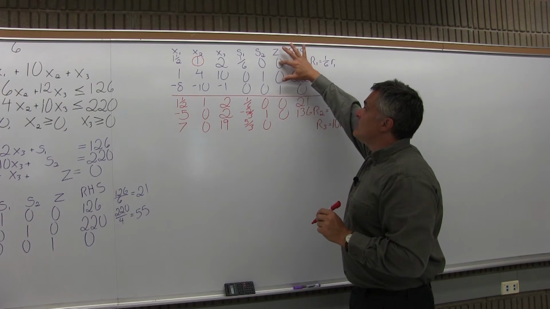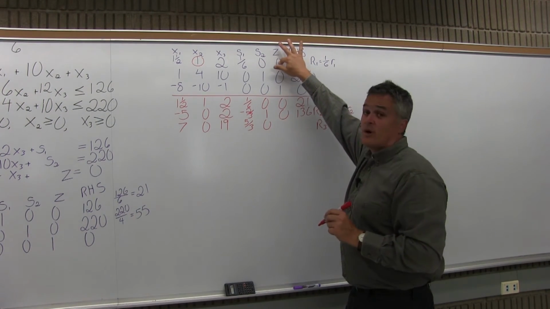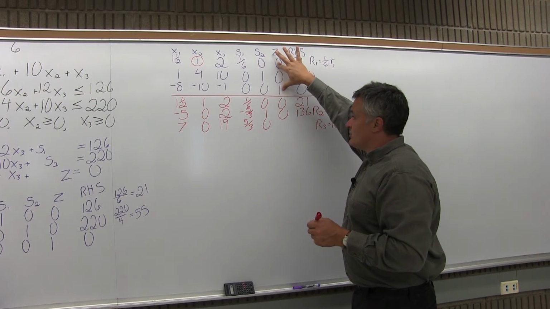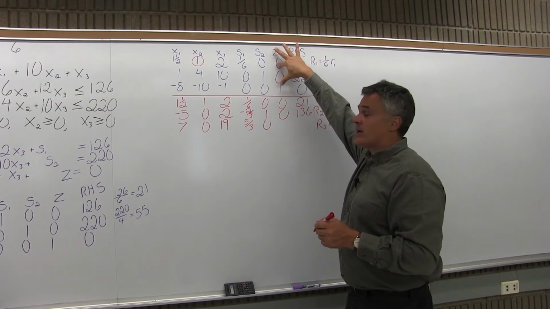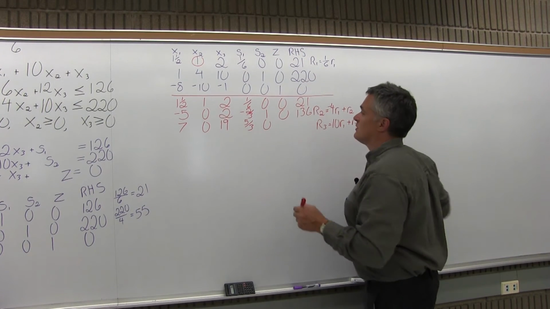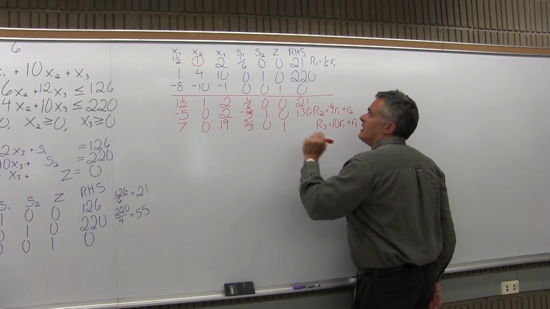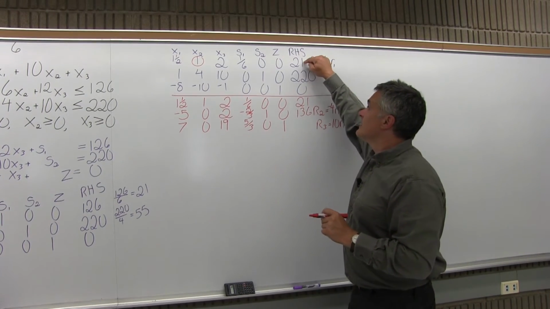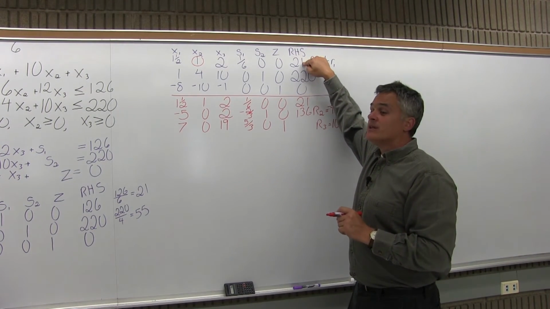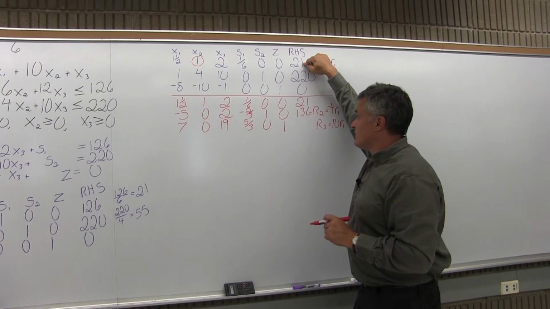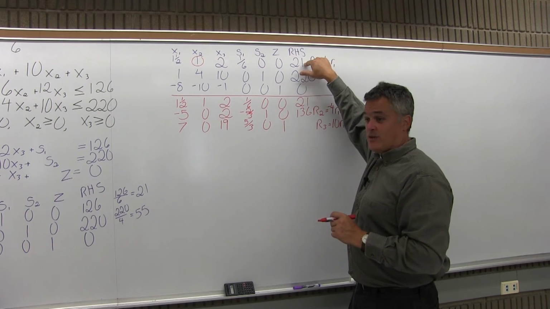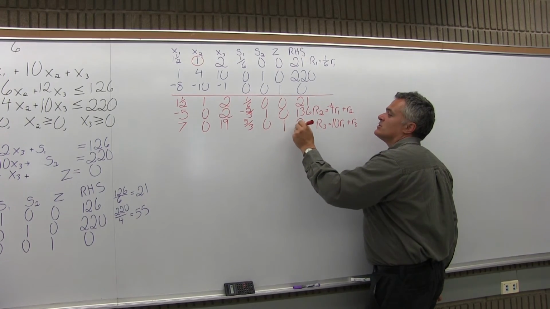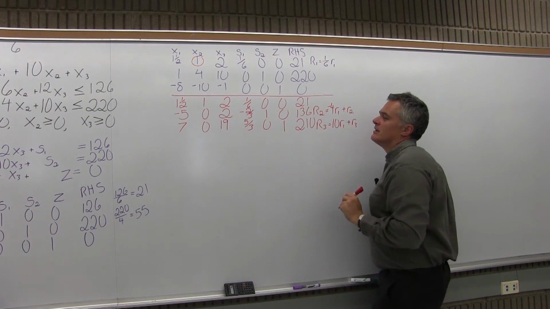And then the Z column. 10 times row 1 is 10 times 0. That's 0. Going to add that result to row 3, so I'm going to add the 0 that I got to 1. So 0 plus 1 is 1. And finally, the RHS column for right-hand side. 10 times row 1 is 10 times 21. That's 210. Going to add that result of 210 to row 3. So I'm going to add 210 plus 0. 210 plus 0 is 210.